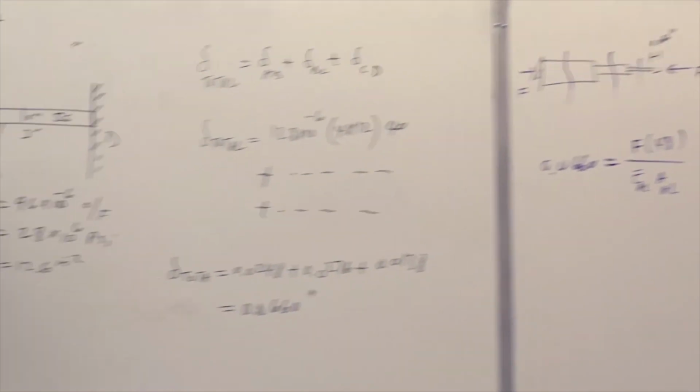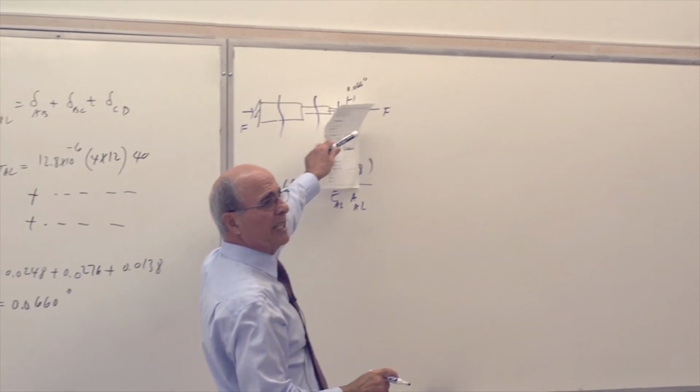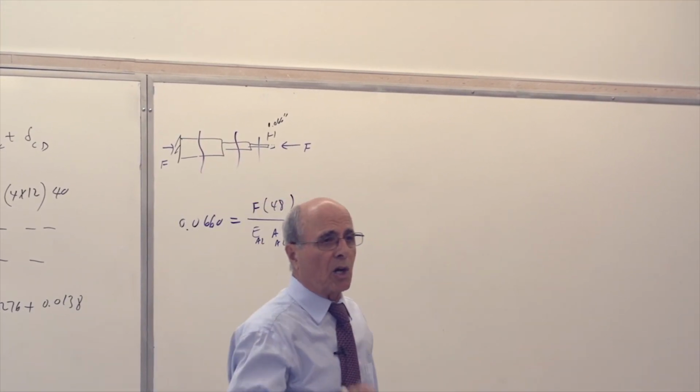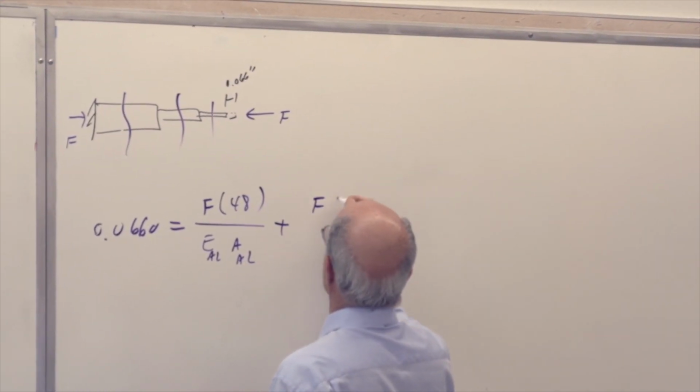This is aluminum, this is bronze. I'm just calculating that one, yes or no? Then I have to add to that the change in the length of bronze, because all three of them are going to get a small plus, but the force is constant. Force is the same.